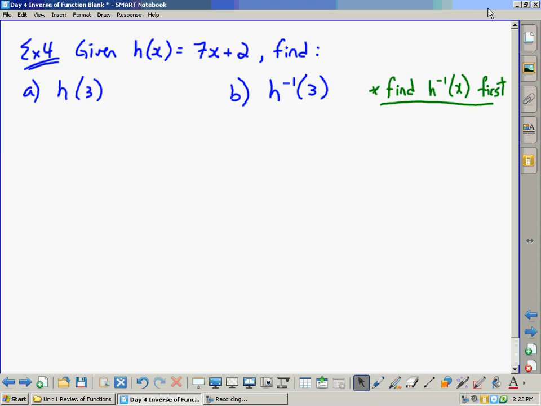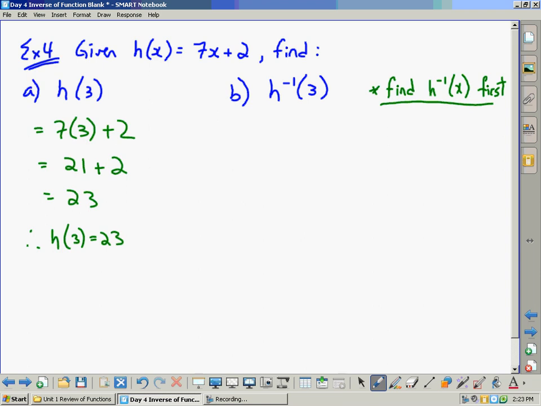So the beginning is just exactly what we did in the warm-up. It's just a matter of taking h at 3. That means I sub in 3 in for x. So this is 21 plus 2, which is 23. So therefore, h at 3 is 23. So no different than what we did in the warm-up.